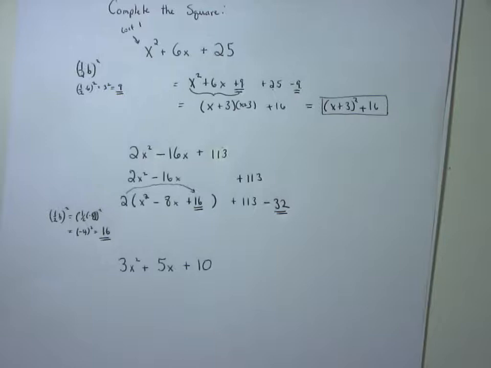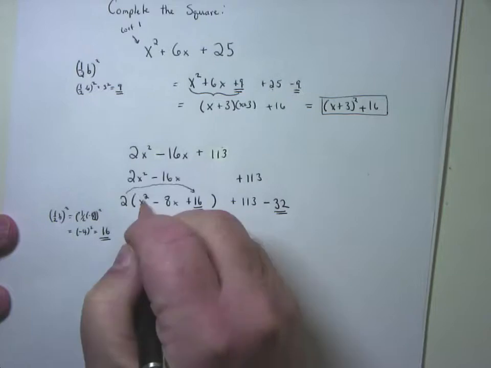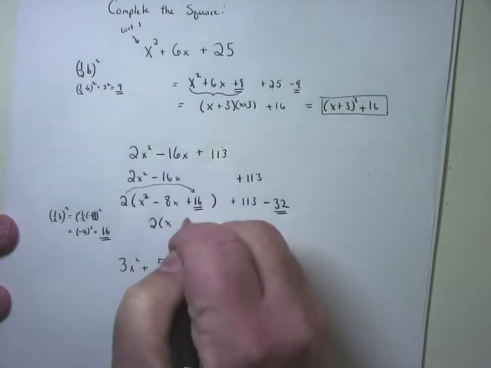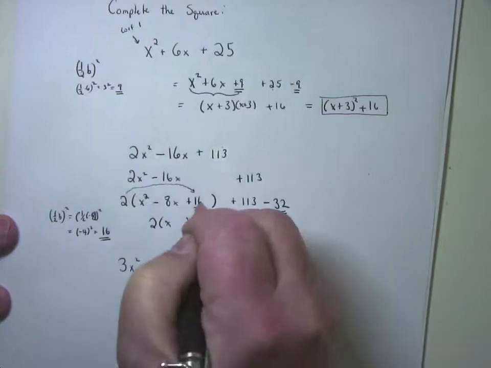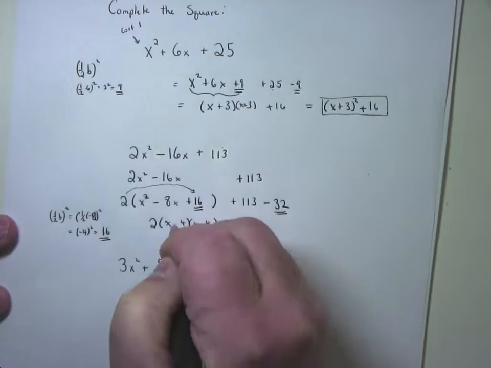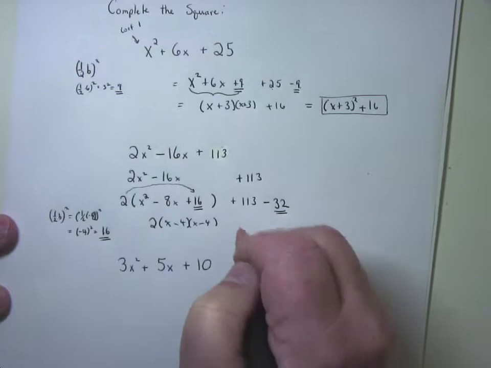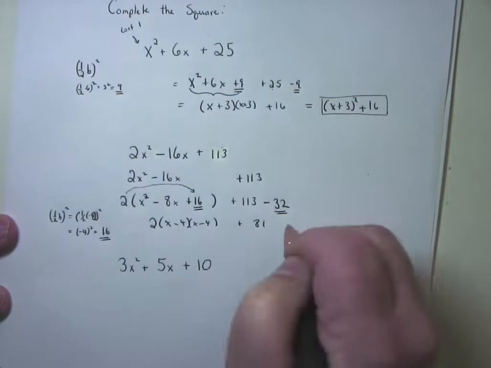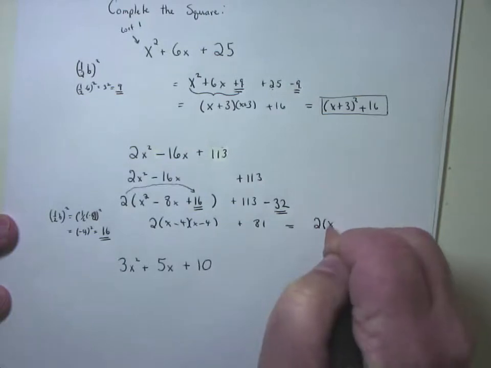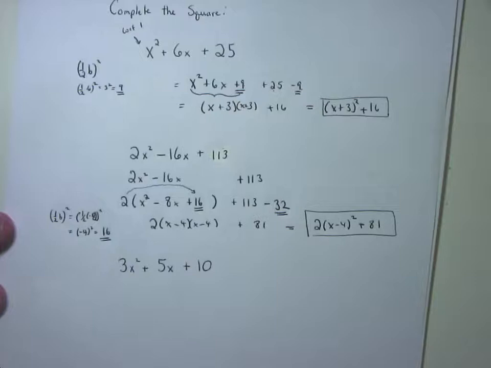Now, watch what happens. This will turn into a perfect square that you can factor. This will be 2 times x squared minus 8x plus 16. That x squared minus 8x plus 16 is going to factor into (x )(x ). What times what is 16? 4 and 4, that add up to 8. And because it's a plus 16, same sign always, and it's a minus 8x, it'll be a minus 4 there. Plus, let's see, 13 minus 32 is negative 19. So this is going to turn into 2 times (x minus 4) squared minus 19. That's that u squared plus a squared look to it.